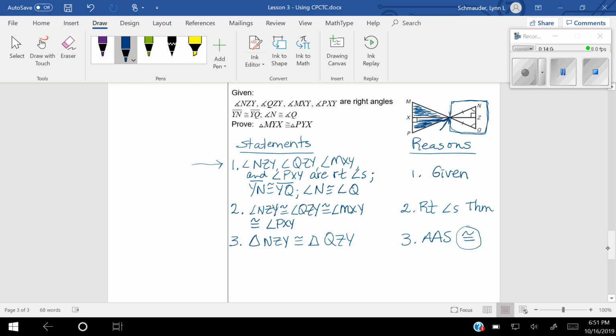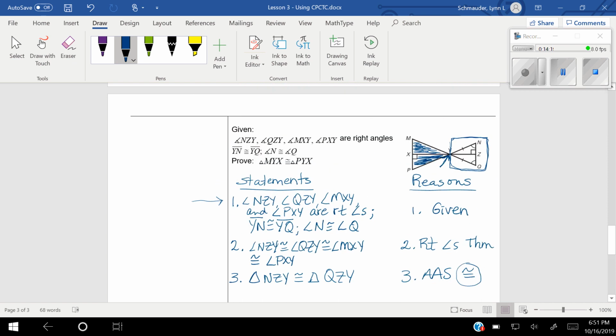Okay, this is where I'm going to stop. I'm going to leave you with that. We know these two triangles are congruent, the small ones. I want you to see what you can do with that to show that the two larger triangles are congruent. We'll go over it next time, and I'll see you then.